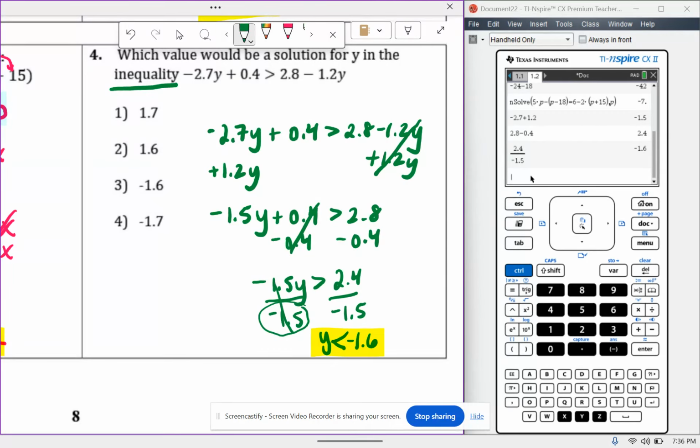Then remember, you can always envision your answer on a number line, so that if you had to answer further questions about it, like which value would be a solution for y in the inequality, you can graph it on a number line. Put a few numbers a little above and a little below. So I've got negative 1.6 in the middle. That means I have negative 1.5 as we head up towards 0 and negative 1.7 as we head left into the more negative. At negative 1.6, I have an open circle because of the inequality symbol.